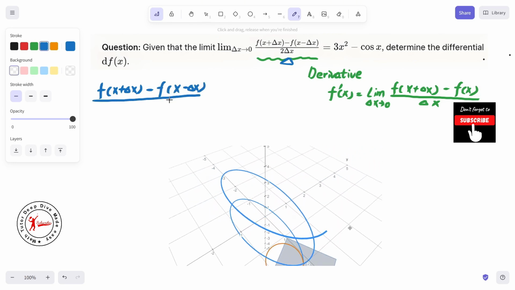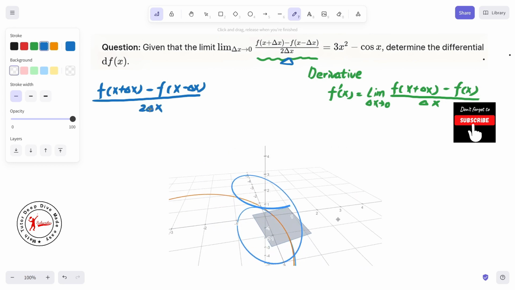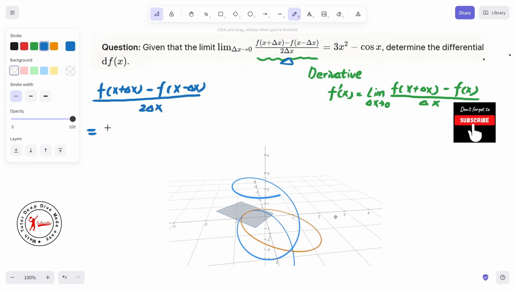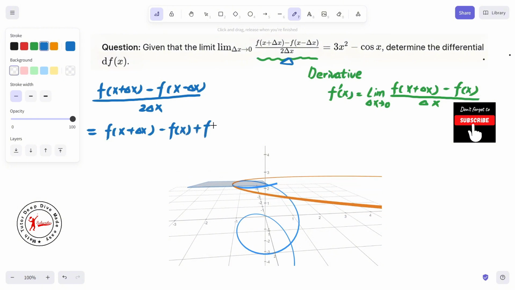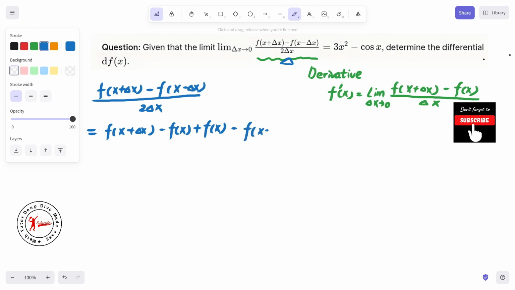Let's focus on the quotient. The expression is f of x plus delta x minus f of x minus delta x, divided by 2 delta x. Notice that the numerator is the difference between the function at x plus delta x and x minus delta x. The denominator, 2 delta x, suggests a scaling factor. Let's try to make this look more like the derivative by rewriting it. We can express the quotient as 1/2 times f of x plus delta x minus f of x minus delta x, all divided by delta x.